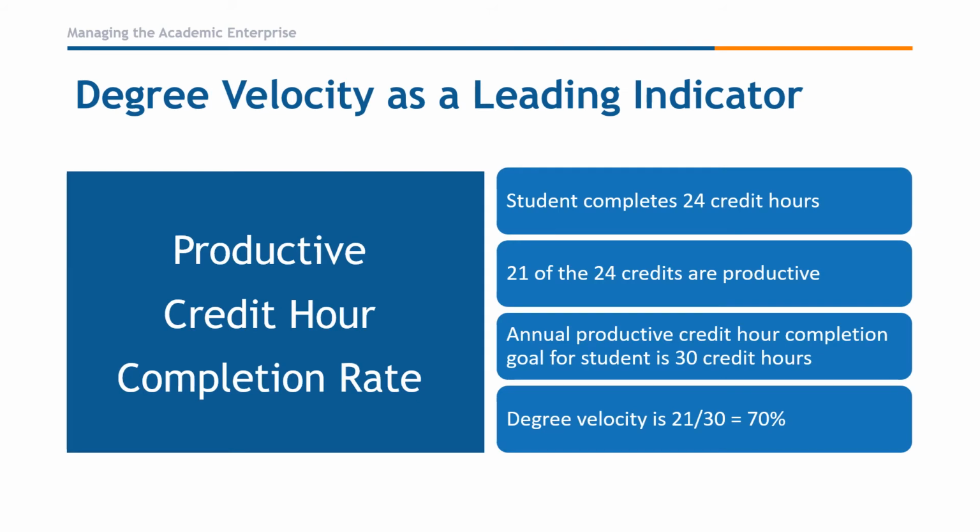Degree velocity measures the productive credit hour completion rate of a student. It is calculated by taking the number of productive credits completed by a student in a year and dividing it by the annual productive credit hour goal. For example, if a student completes 24 credit hours, but only 21 of those credits apply to the degree, and 30 credits is the suggested load for the student to be on time to degree, then the degree velocity is 21 divided by 30, or 70%, because degree velocity is a measurement of the productive credit hours.